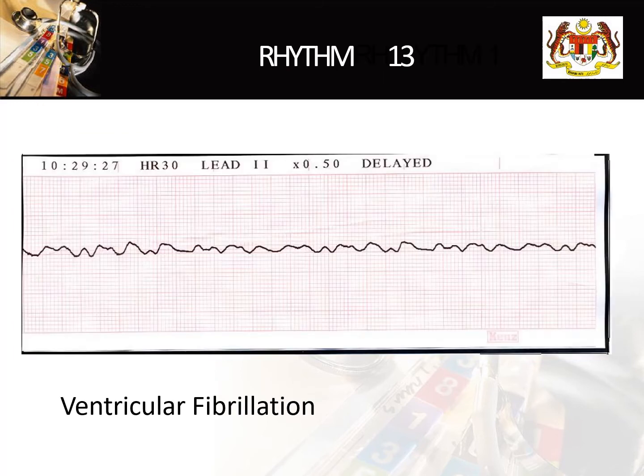Okay, this is the most important ECG, which is ventricular fibrillation. The characteristic of ventricular fibrillation is very rapid, wide, and irregular ventricular complexes, so you cannot see any obvious QRS complex. This is the most important ECG. When you see a patient with this kind of ECG and the patient is unconscious, you need to immediately deliver defibrillation or shock.